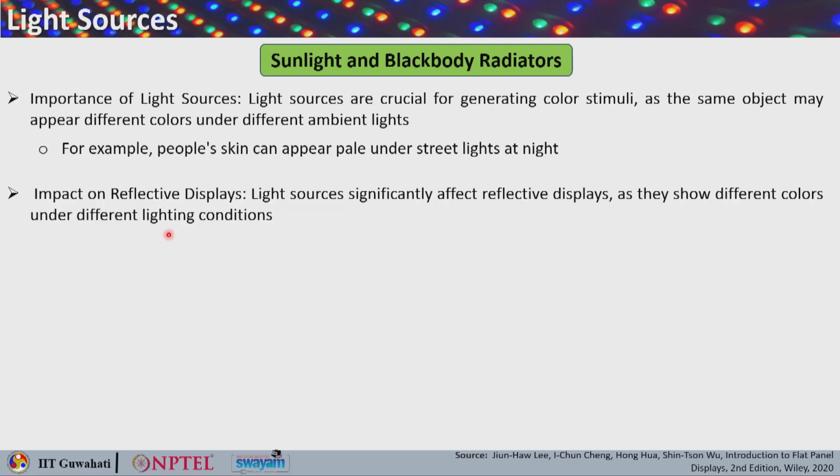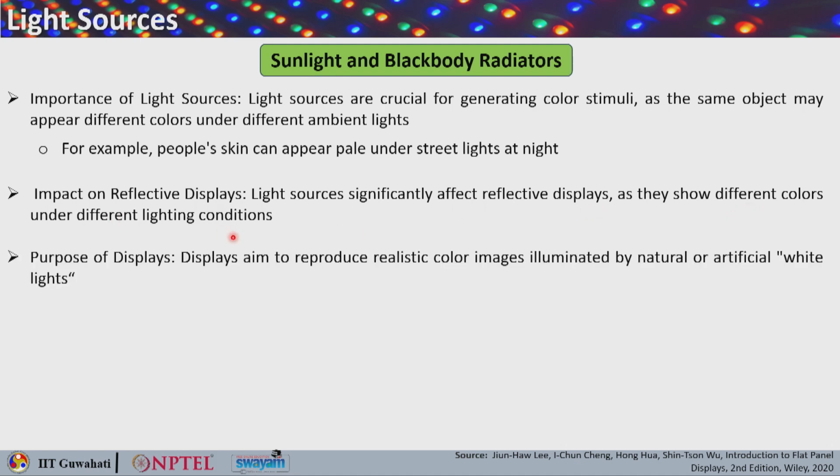Now, the impact on reflective displays is that light sources significantly affect them. They show different colors under different lighting conditions. So, what is the purpose of a display? The display's job is to produce realistic color images, as if they are illuminated by natural or artificial white light. So, any object displayed on an electronic display should look realistic. A red apple should look as red in reality as it does on your screen.